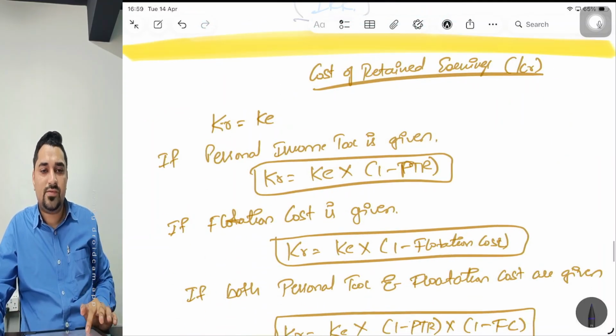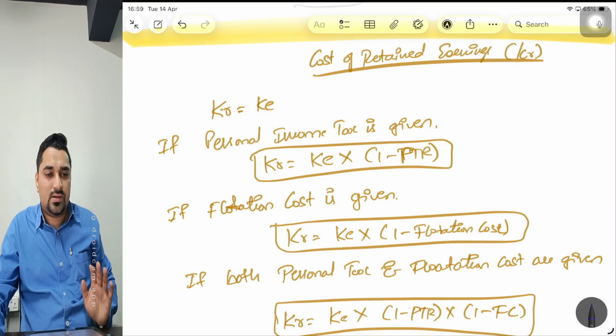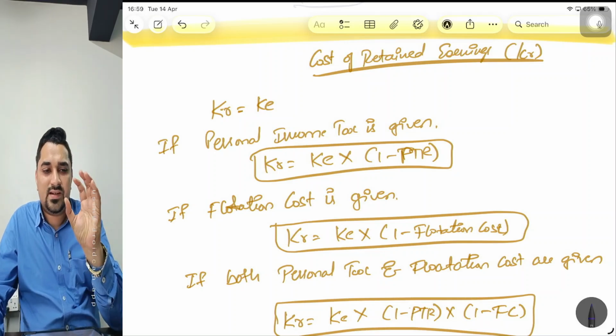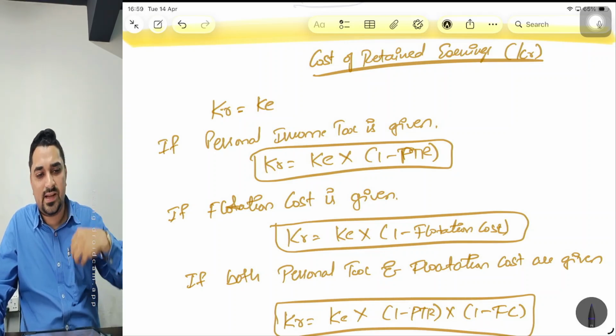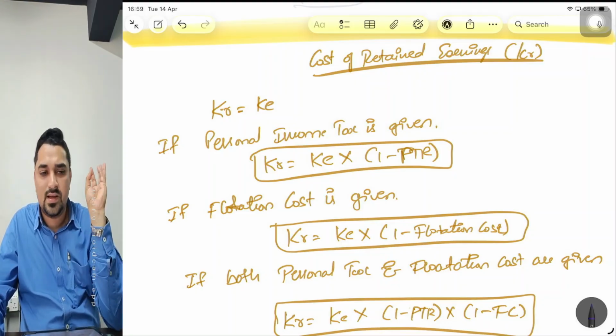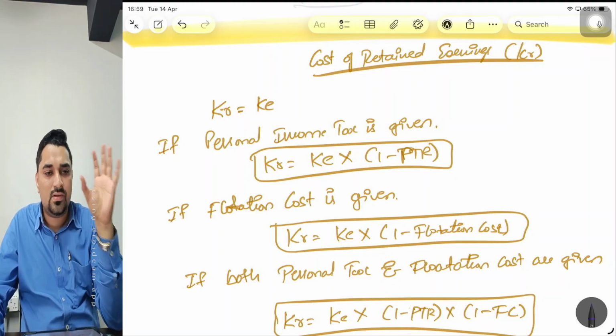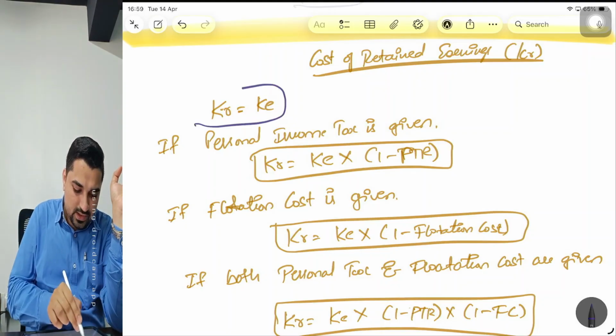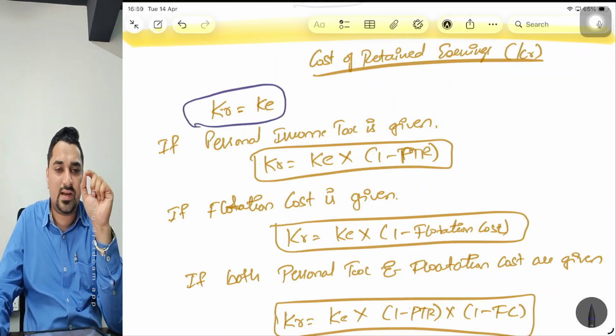Coming to cost of retained earnings. So as discussed, who is the ultimate owner of this retained earnings? It is the equity shareholder. Rather than taking it home, he is keeping his money in the company's balance sheet, company's bank account. So normally KR equal to KU. What is the normal cost of retained earnings? Normally KR equal to KU.